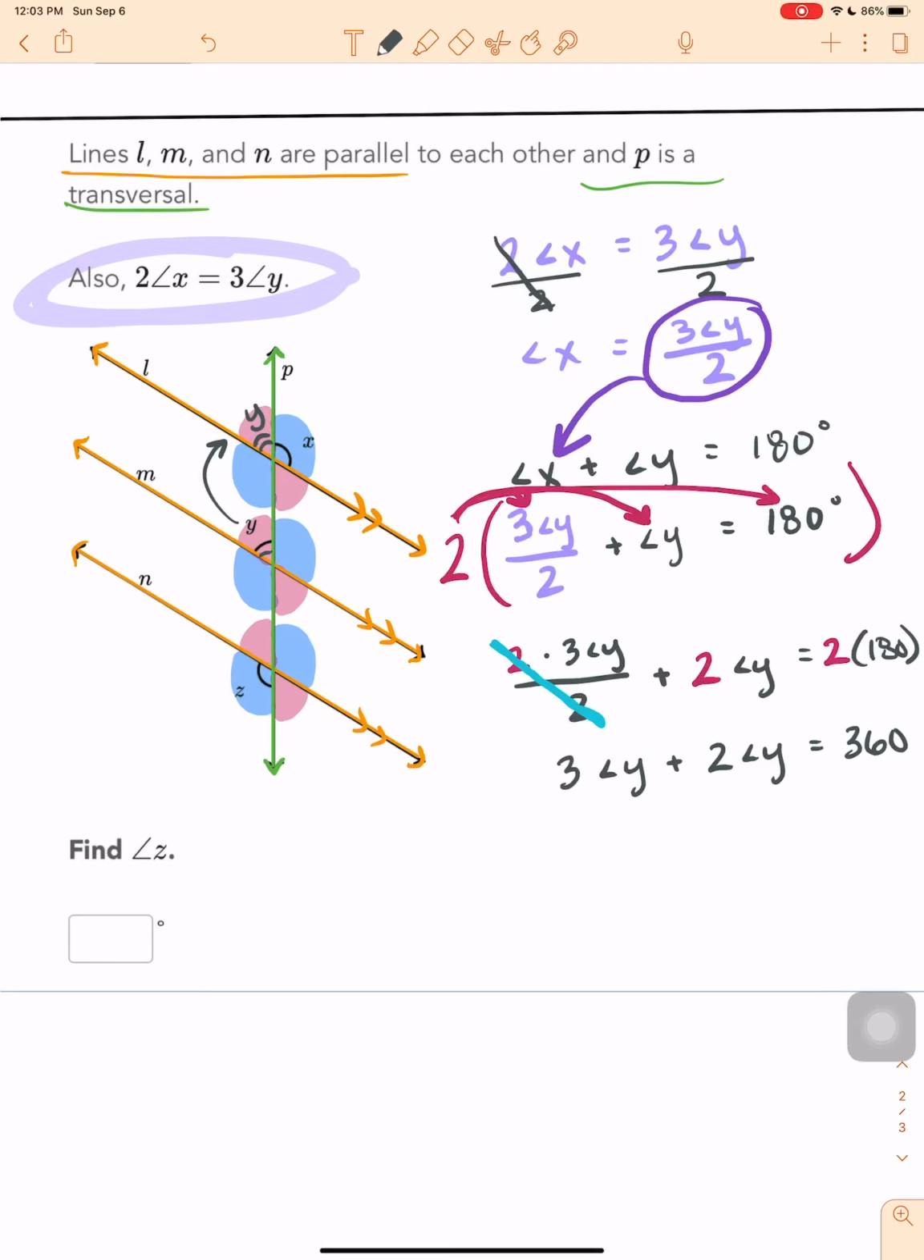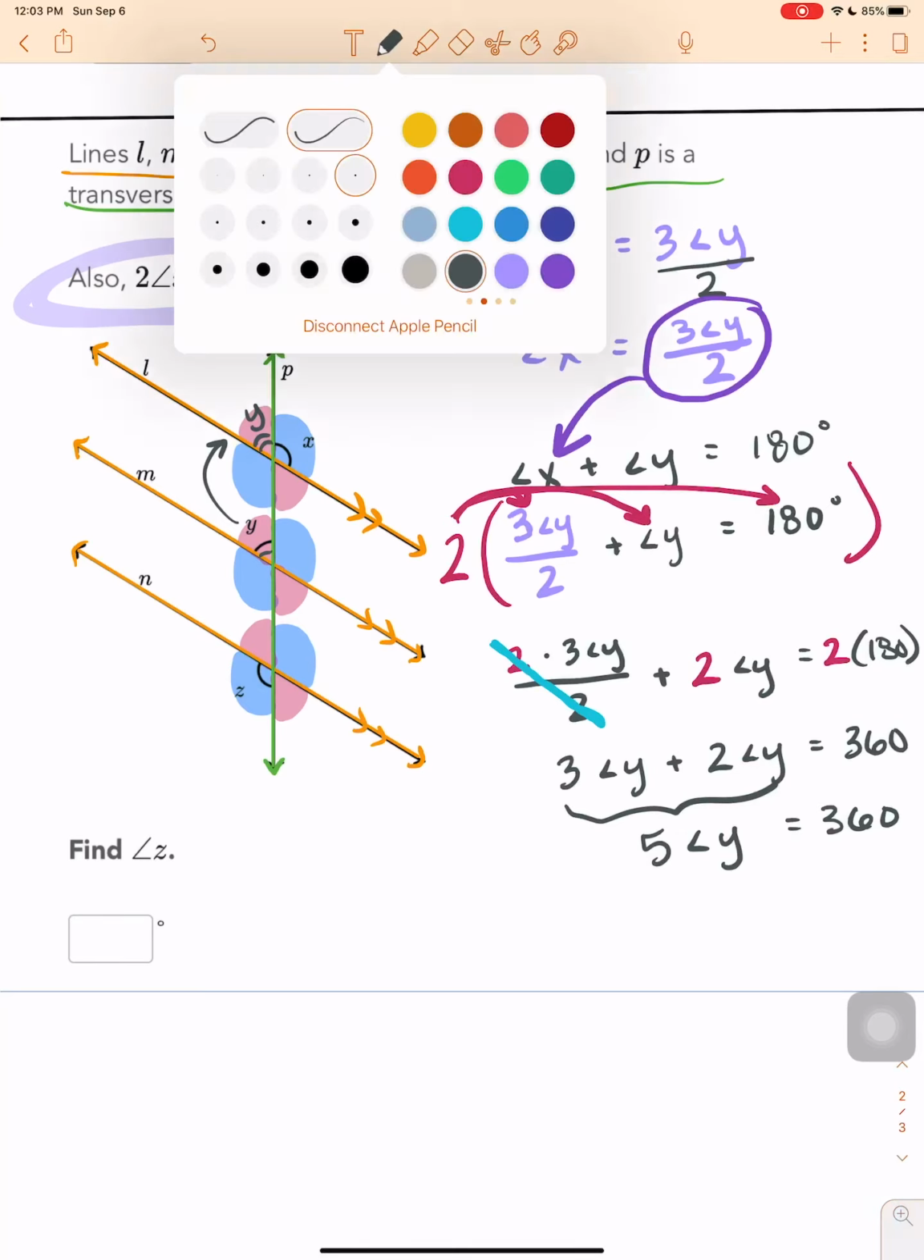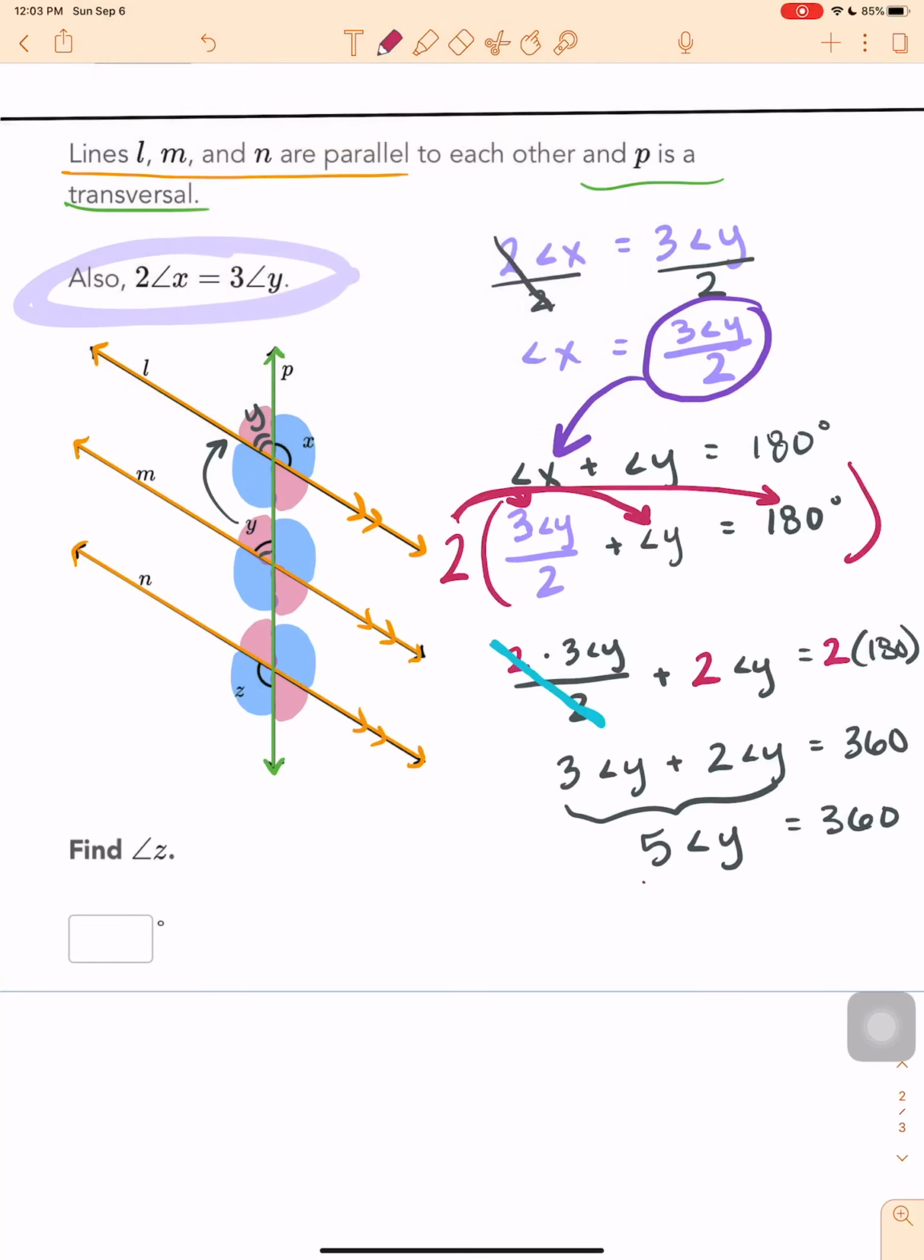And now, angle y is just a variable, so if you combine 3 times angle y plus 2 times angle y, that is 5 angle y. It's equal to 360. And if we divide both sides by 5, we get angle y is equal to 72 degrees. We are definitely not done. They're not asking for angle y here, right? They are asking for angle z. So I'm going to start labeling all of the ones I know are 72. They're all the pink ones. Those are all 72 degrees.